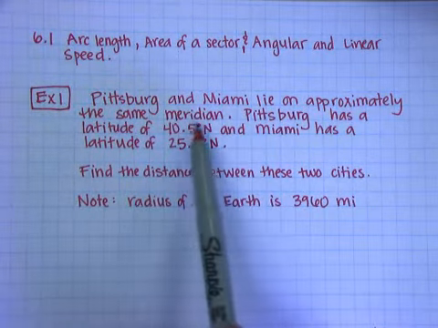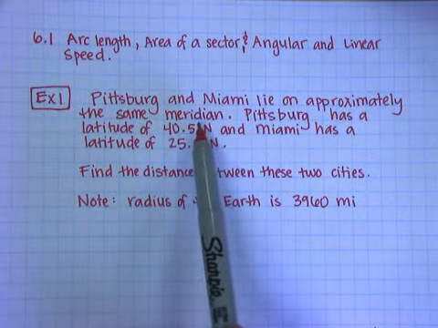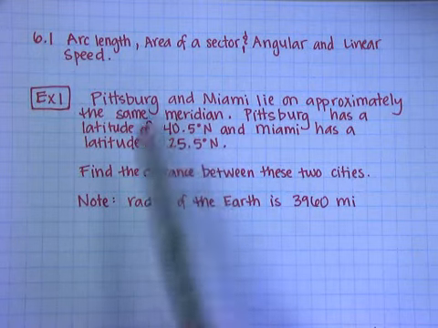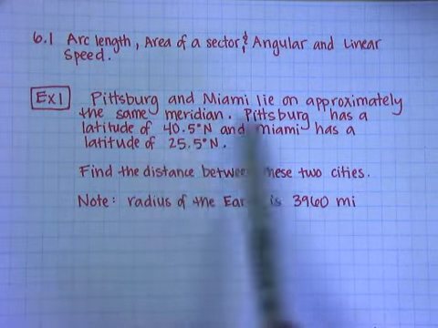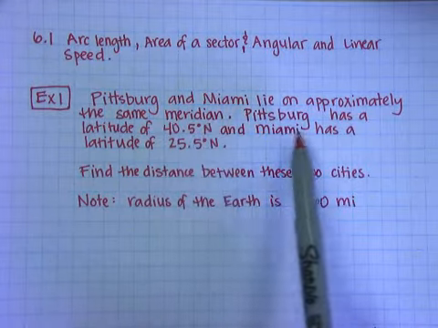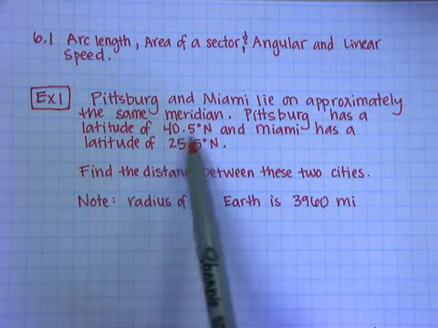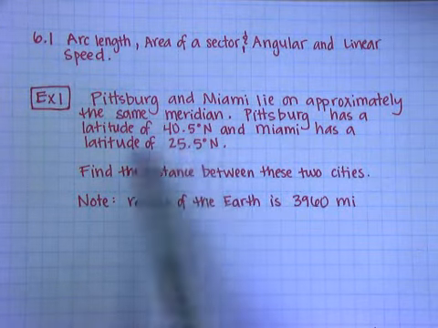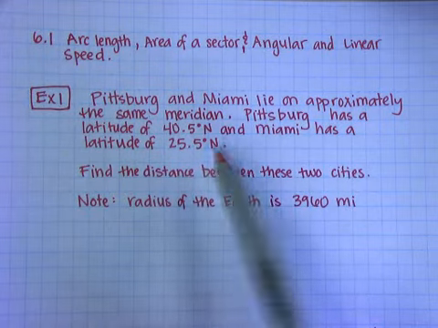They lie on approximately the same meridian, which means the line of longitude. They lie on pretty much the same longitude line or the same meridian. Pittsburgh has a latitude of 45.5 degrees north, and Miami has a latitude of 25.5 degrees north.